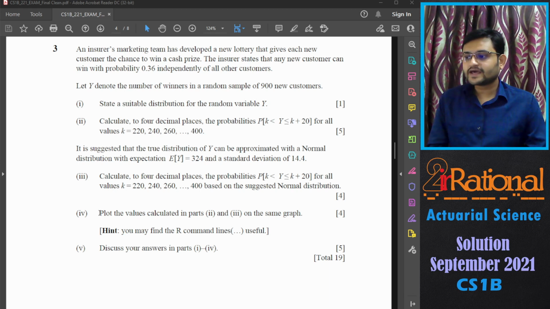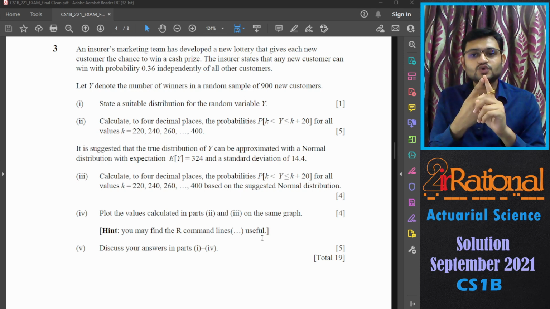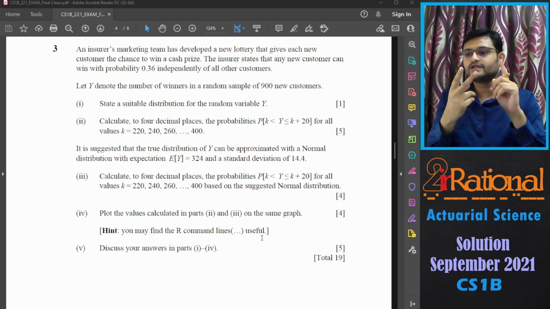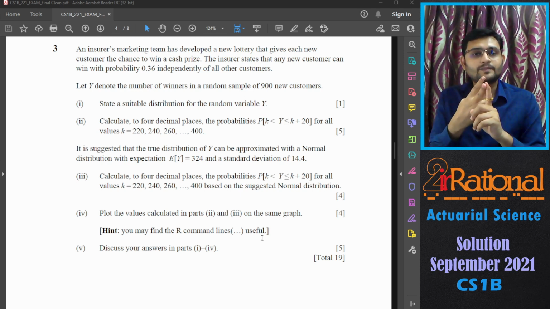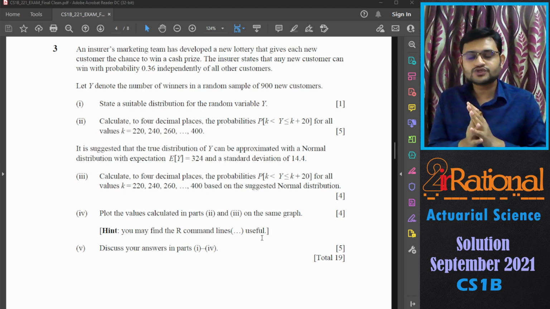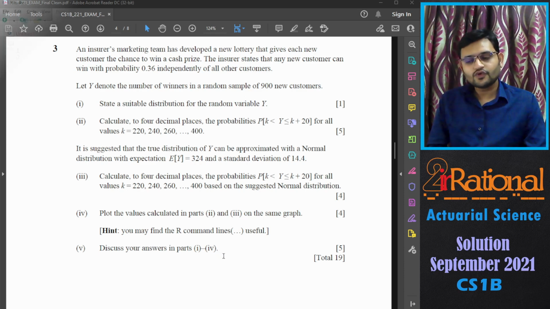Then for the fourth part, they are asking us to plot the values calculated in part 2 and 3 on the same graph. And a hint: you may find the R command lines useful. Now lines is only used when there is already a plot present. If there is not a plot present, we cannot directly use lines. But we can use curve to make a particular plot. We can use a blank plot. I'll show you both those ways. Then they're asking us to discuss your answer in part 1 to 4.